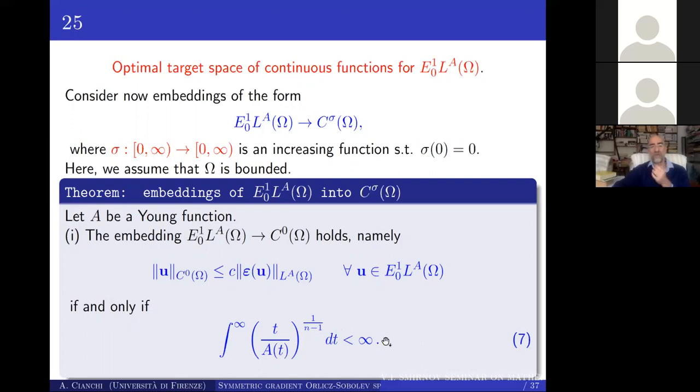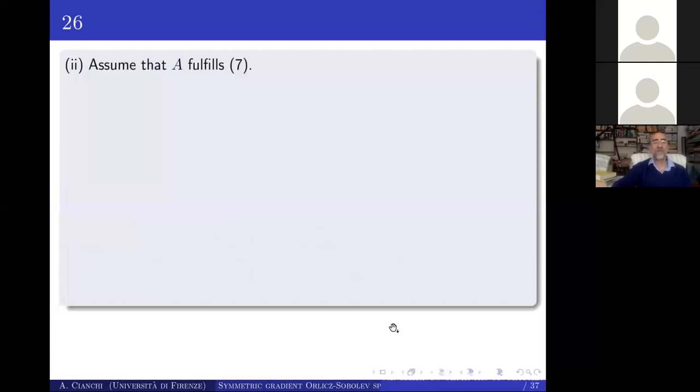So let me remind you that this condition was exactly the one that we had for embedding into L infinity. So this means that we have embedding into C0 if and only if we have embedding into L infinity. And the condition is still the same, which applies for full gradient spaces. So till now, there is no difference. The situation changes if we look for the modulus of continuity.